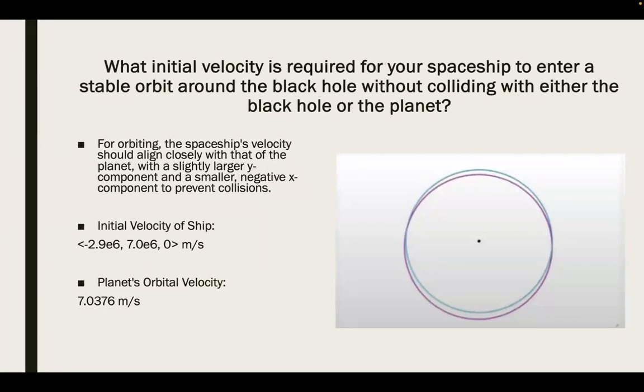For orbiting, the spaceship's velocity should align closely with that of the planet, with a slightly larger y component and a smaller negative x component to prevent collisions, so a similar velocity to this. And then the planet's orbital velocity.